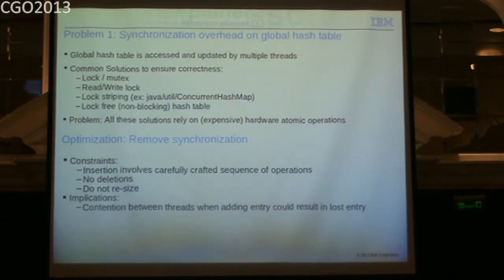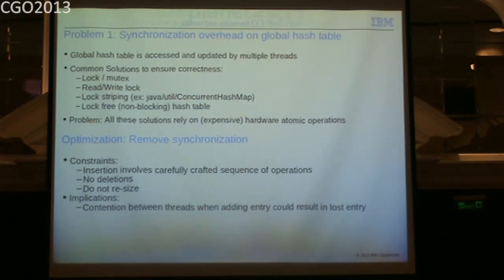In order to do this, we had to constrain our hash table implementation. Our inserts now are a carefully crafted sequence of operations. We don't allow deletions, and we don't do resizing. With these constraints, we won't end up with a corrupted data table, but there's still a possibility of losing a sample if there is contention, or essentially a memory leak. But we found from experience that this happens so rarely that it was acceptable to do so.